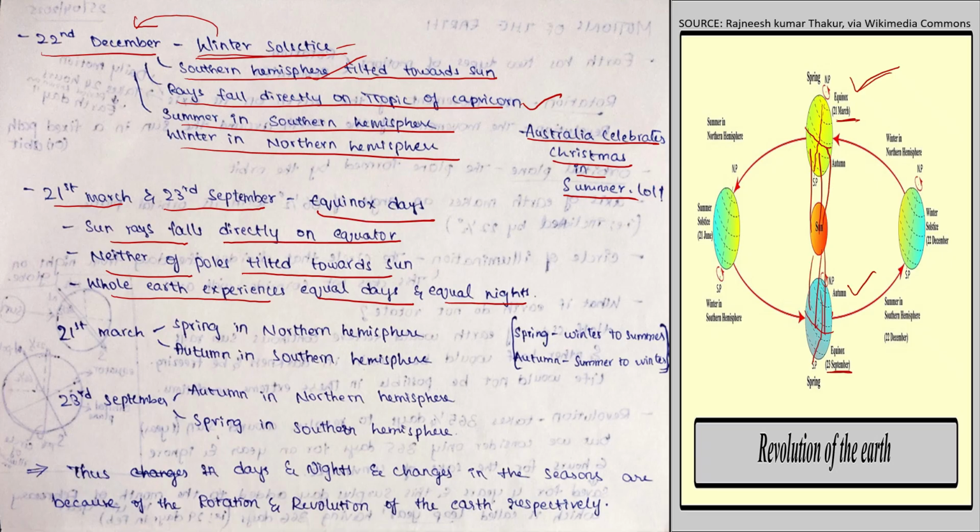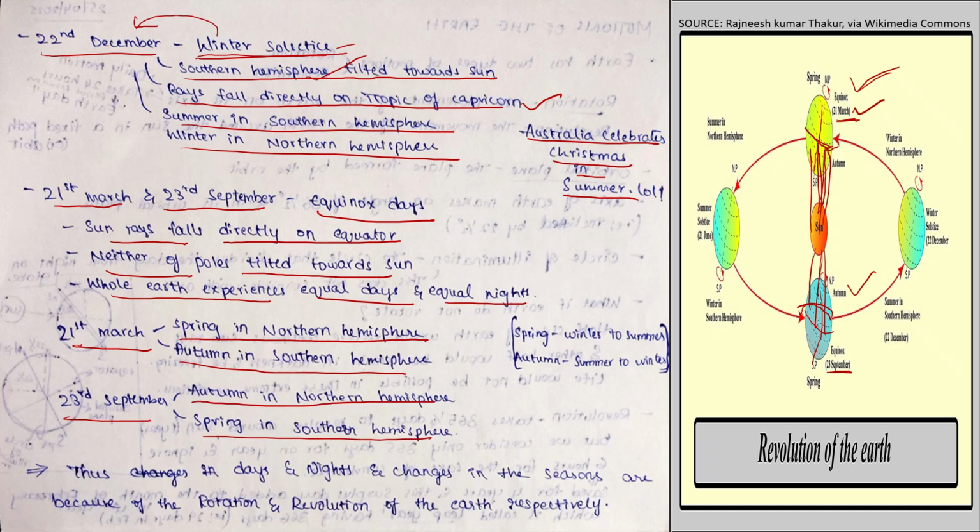This is actually that side. This is a 2D image, but you can imagine this is the equator and it is directly towards the sun, and this side of the equator is directed towards the sun on 23rd September. And 21st March on this side. And 21st March is spring in the northern hemisphere and autumn in the southern hemisphere. And 23rd September is autumn in the northern hemisphere and spring in the southern hemisphere.